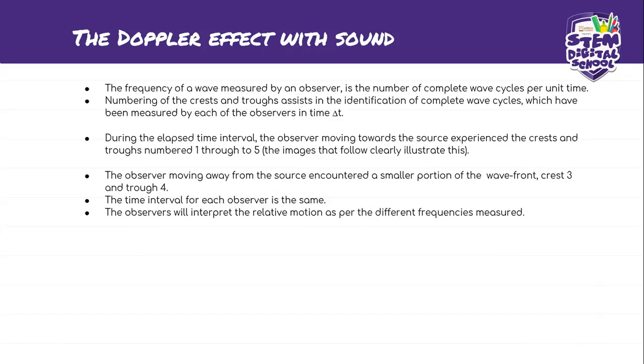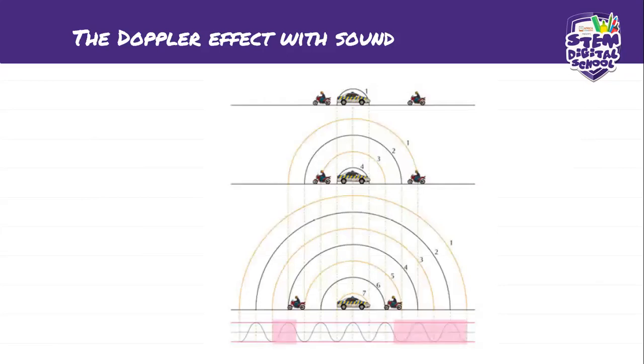So the observer will interpret the relative motion as different frequencies measured. This is a representation basically that you'll have. This is how the diagram will look when it's moving towards and when it's moving away.